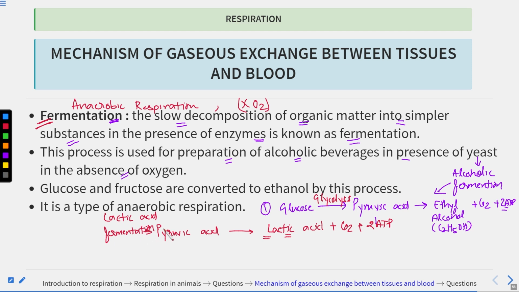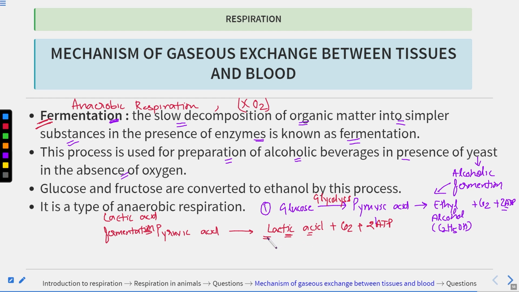Okay, this is clear. Now lactic acid fermentation takes place either in the lactic acid bacteria known as lactobacillus, or it can also take place in the muscle cell during the vigorous exercise.